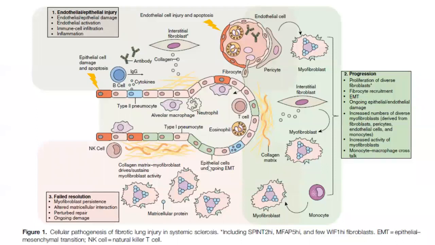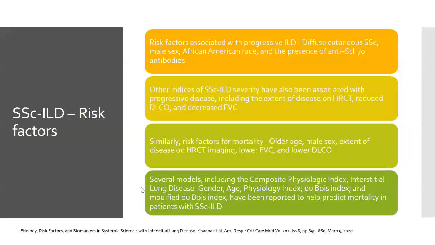So this pictograph again looks at what I just talked about. What sets it off is basically repetitive endothelial and epithelial damage, which results in immune cell infiltration, more and more inflammation, and activation of fibroblasts. So that is what progresses the lung injury. And later on, these fibroblasts differentiate into myofibroblasts, and the myofibroblasts persist, along with the persistence of pro-fibrotic cytokines, and you have more and more fibrosis happening.